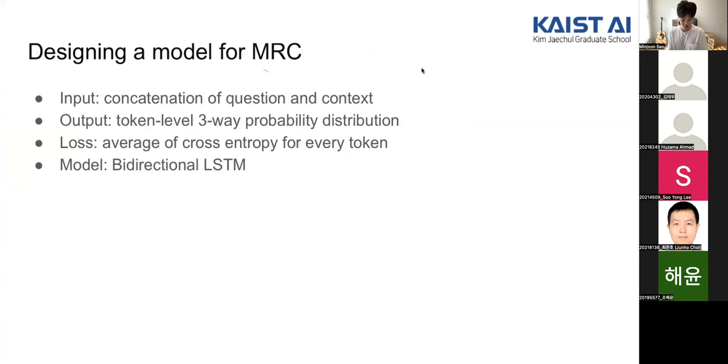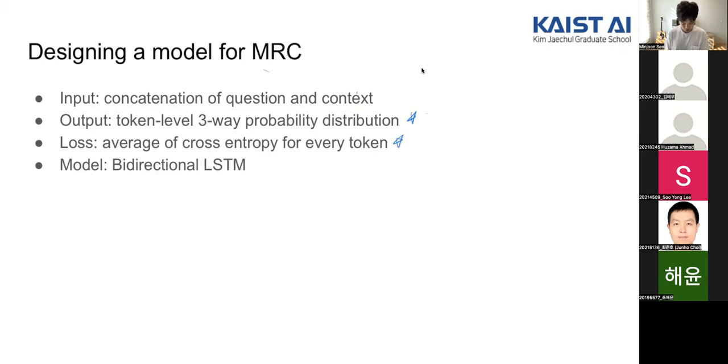First of all, your input is basically the concatenation of the question and the context. And the output is a token-level three-way probability distribution. But this is something that we want to make a bit of a tweak compared to what we know from the BIO tagging. Loss can be the average of cross entropy for every token. This is also something that we might want to change if we want to take the cross entropy across the tokens. Model can be just something like a bidirectional LSTM, right? Why not? But let's talk about this.